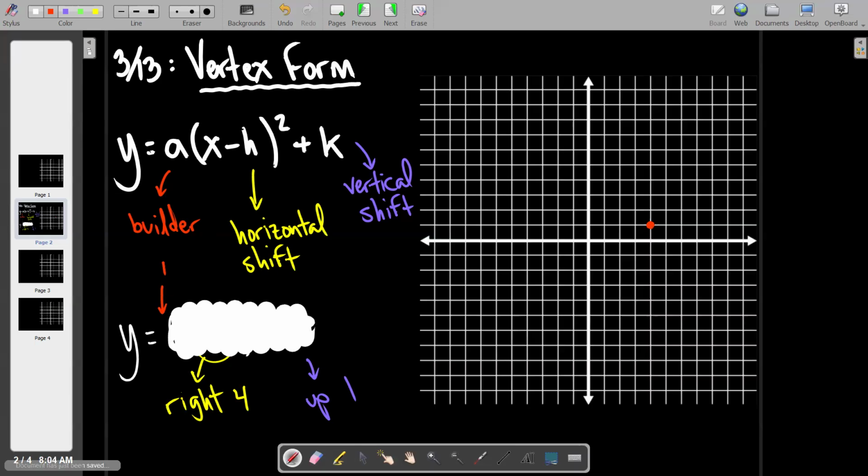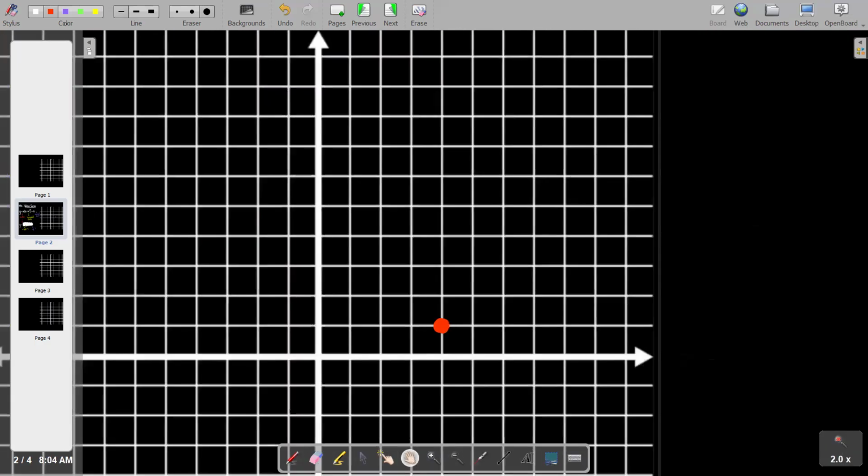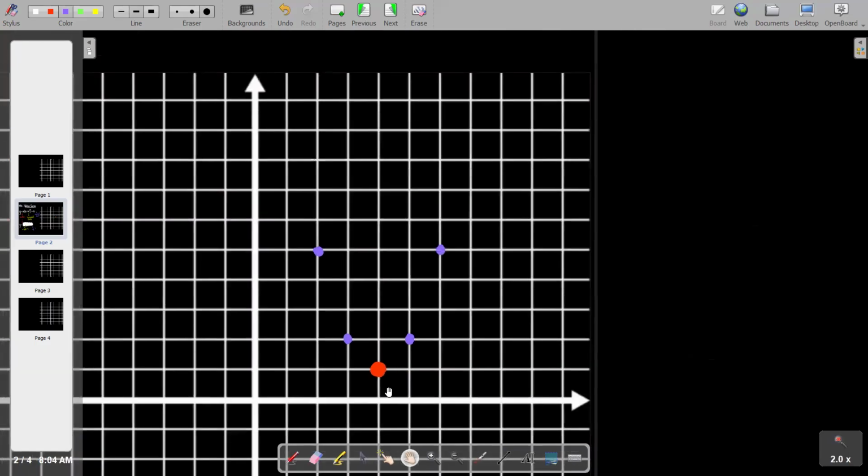And so since it's a default build and it's a +1, we're simply going to go and do the normal build. Out 1, up 1. Out 2, up 4. Out 3, up 9. And that is why we inevitably do not struggle with vertex form.